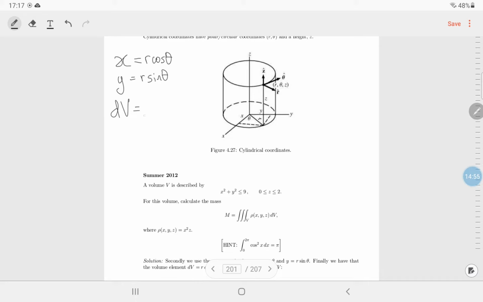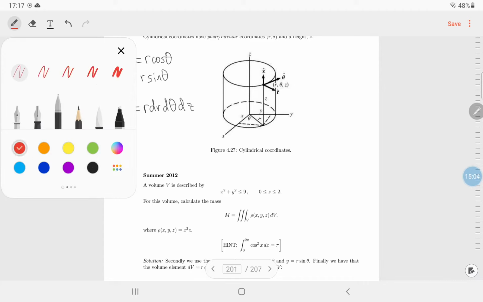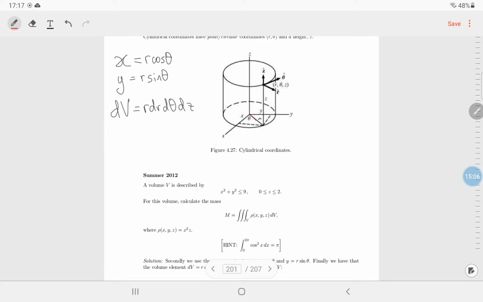But here anyway, we've got r dr d theta dz. Okay, so the way I'm going to recommend is, imagine all these little pineapple pieces. First you're going to find the contribution to the sum from a spoke. Now, a spoke, its r is changing, and theta and z are fixed.